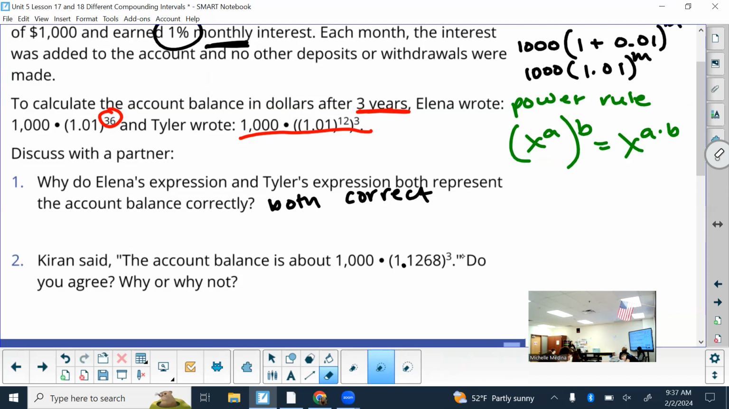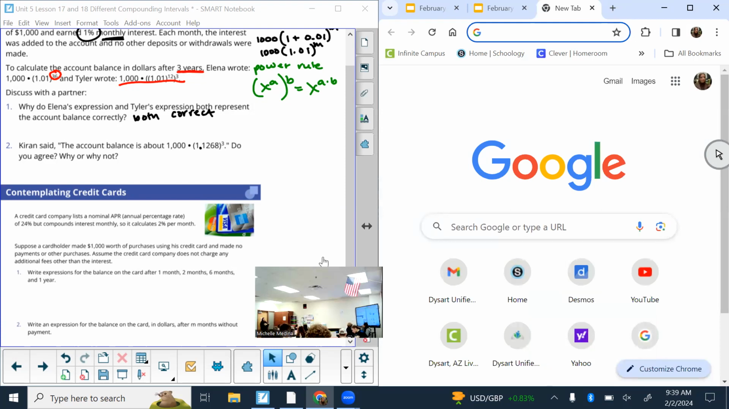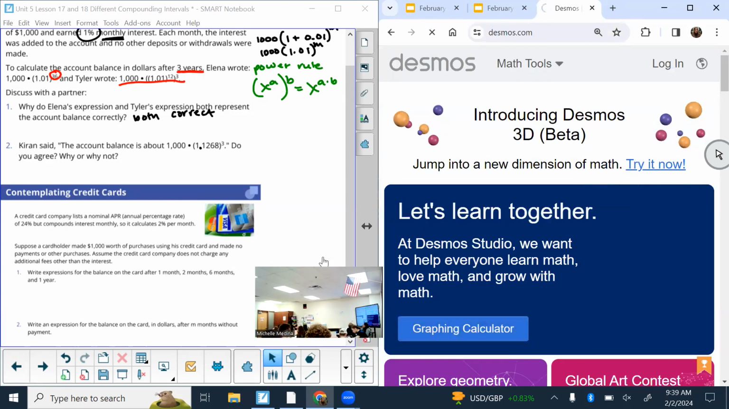When in doubt, if you want to see if something's equivalent or not, if they are, they should give you the same answer in the calculator. So is Kieran also correct? What do we think? Raise your hand if you think it is also correct. All right, so it will give us the same value in the calculator. Let's prove that to you, those of you that are undecided. You should, especially on your tests, be able to identify when it's all numbers, are they equivalent?